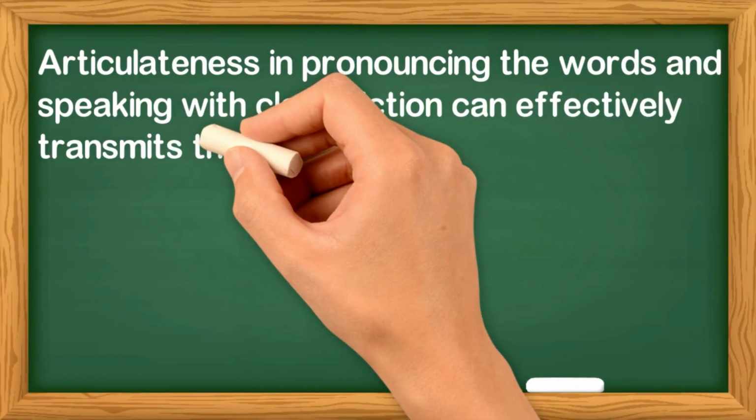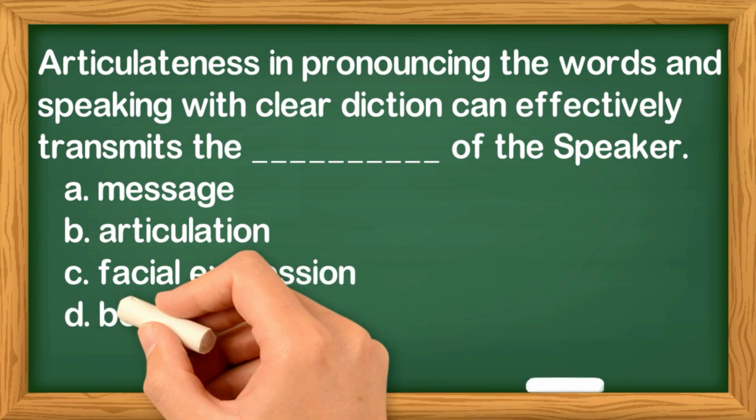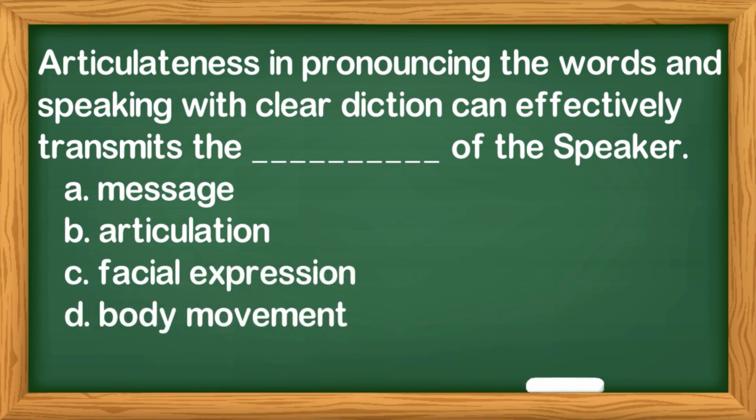Articulateness in pronouncing the words and speaking with clear diction can effectively transmit the blank of the speaker. A. Message, B. Articulation, C. Facial expression, D. Body movement. What is the correct answer?